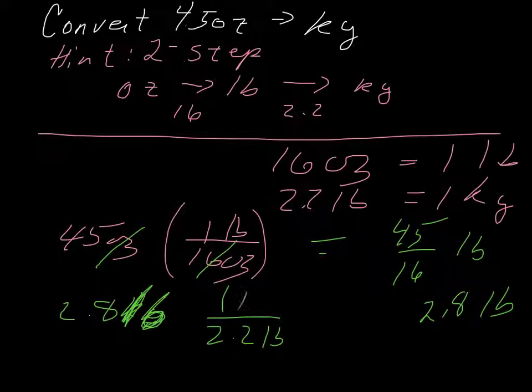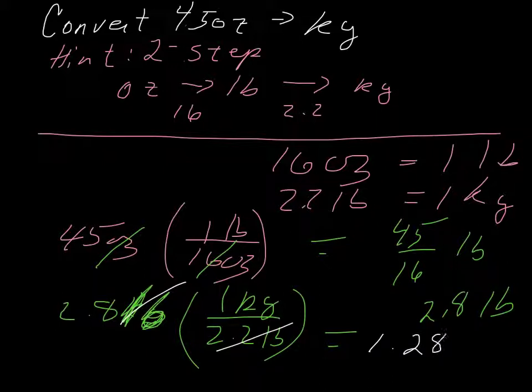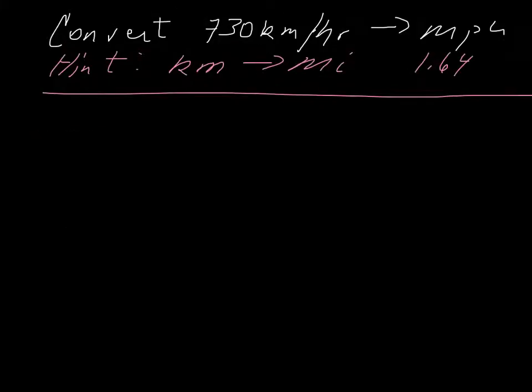So we got 2.2 pounds in 1 kilogram, right? So we're multiplying by 1. And so what does that equal to? 1 point something kilograms, right? What was that? 1 point what? 1.28. 1.28 kilograms. Okay? So we went from ounces all the way to kilograms. And it's a two-step process, is the way I did it. Okay, there's lots of different ways you can.